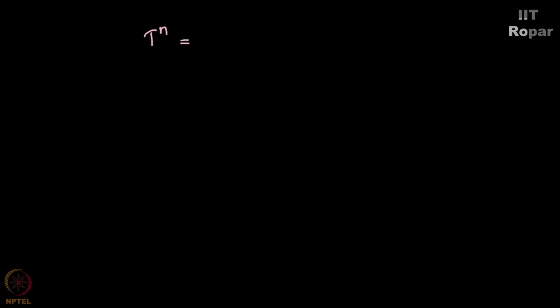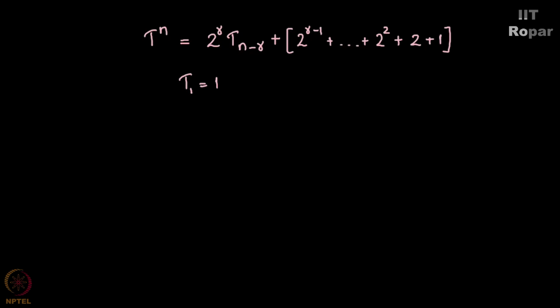In general, T(n) can be written as 2^r T(n-r) + 2^(r-1) + and so on up to plus 2^2 + 2 + 1. Now, we know that T(1) is 1. This was the initial condition. And if I have to write here T(1), I write n - r = 1, and hence r is n - 1. I've just taken r to the other side. So r becomes n - 1.